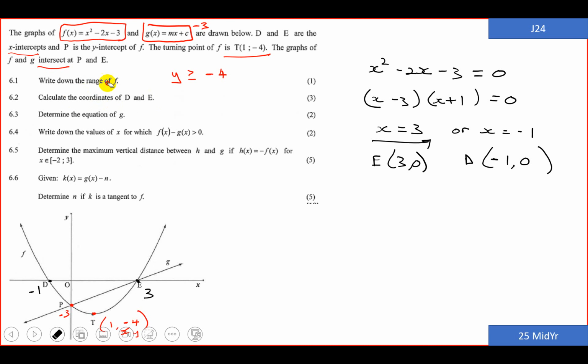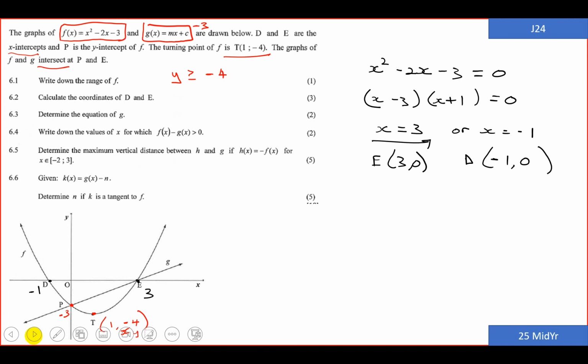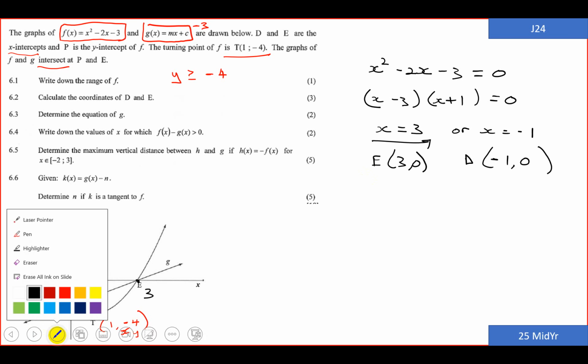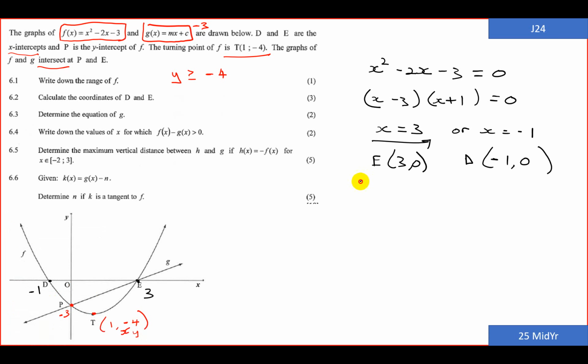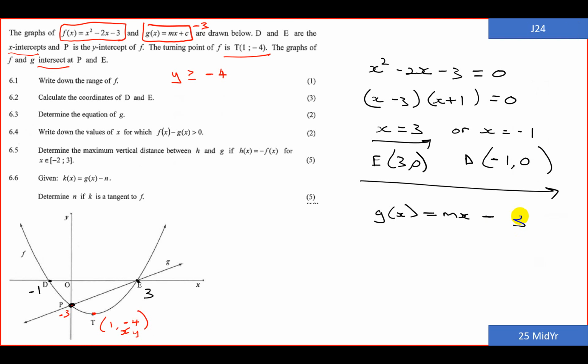Just want to clear my screen a little. It says determine the equation of g. Now we know that g is the straight line. And to work out the equation of a straight line, we need the m and c. Remember initially I said we know that the c value is minus 3. So we can quickly put it into g of x, which is equal to mx plus c, which is negative 3.